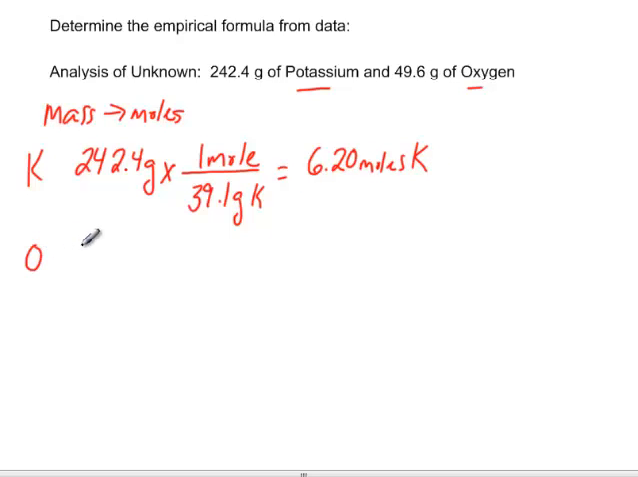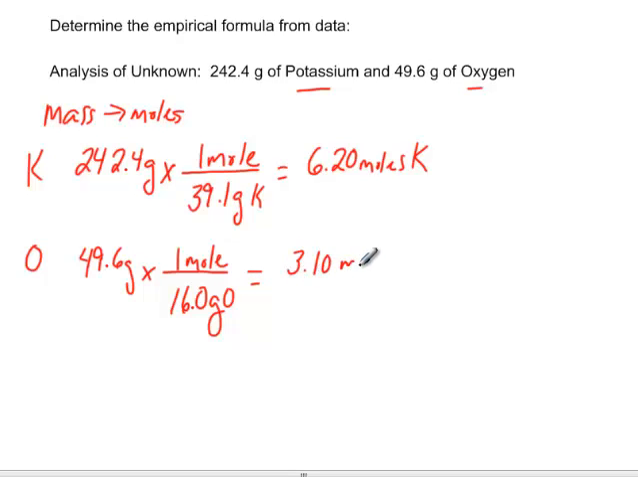And then oxygen, you start with the 49.6 grams that are in the compound. We want to convert to moles. So 1 mole of oxygen has a molar mass of 16 grams. That's oxygen. And then you do the math, and you end up with 3.10 moles.